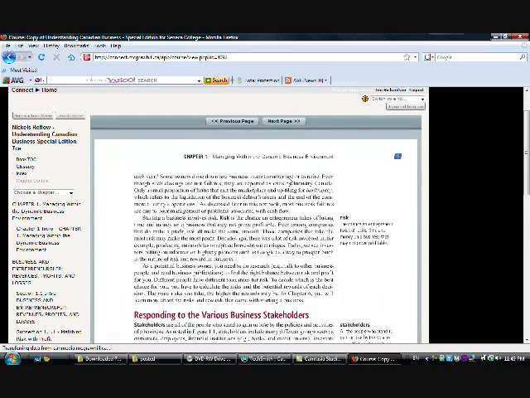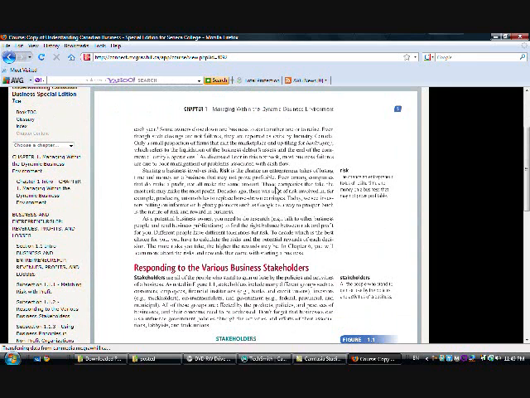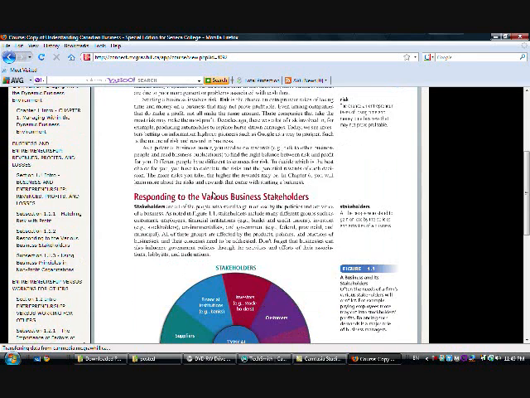Page number 5, talking about risk, the chance of losing things. That's an important part of business, because if you don't take risks, then you're not going to be able to achieve opportunities that are presented.